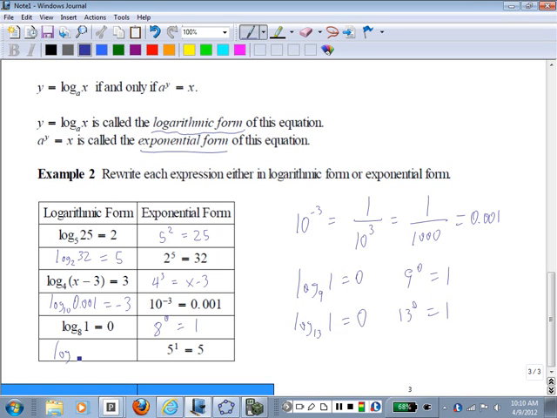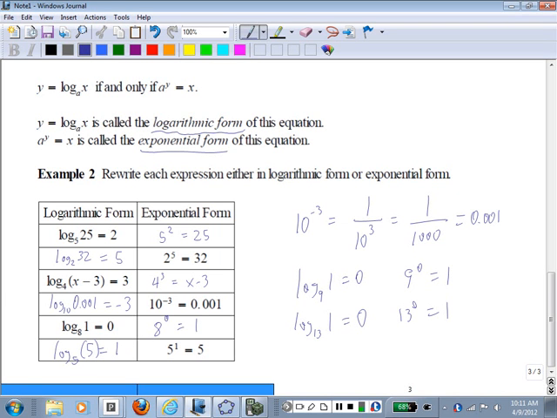5 to the first power equals 5. The base is 5. The exponent is 1, so we get 1 as the answer. Well, the logarithm's equal to the exponent, so the 1 is out there. So log base 5 of what number equals 1? 5. 1 is the power that 5 can be raised to get 5 as the answer. So log base 5 of 5 equals 1.